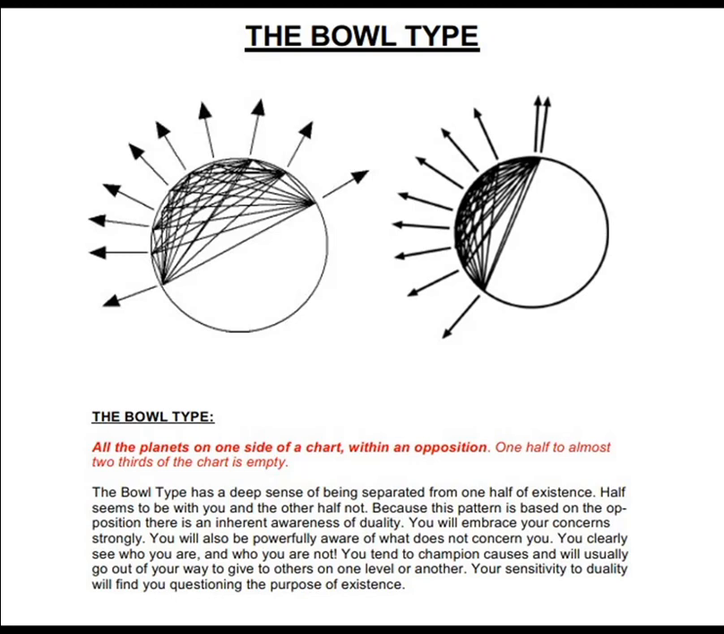Half seems to be with you and the other half not. Because this pattern is based on the opposition, there's an inherent awareness of duality. You'll embrace your concerns strongly. You will also be powerfully aware of what does not concern you. You clearly see who you are and who you are not. You tend to champion causes and will usually go out of your way to give to others on one level or another. Your sensitivity to duality will find you questioning the purpose of existence.